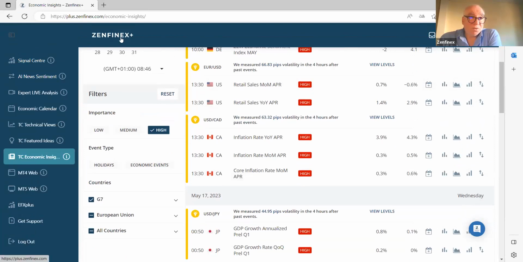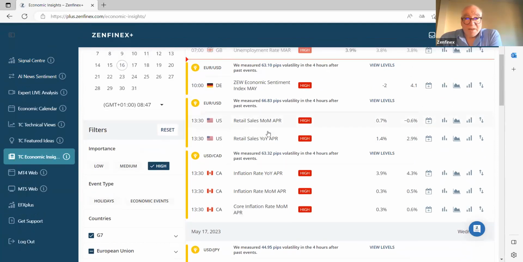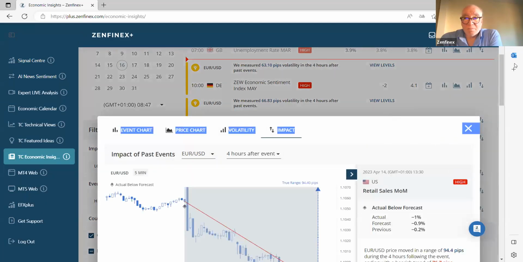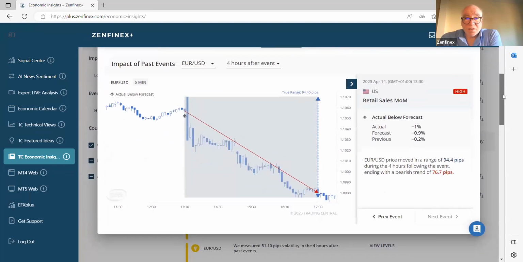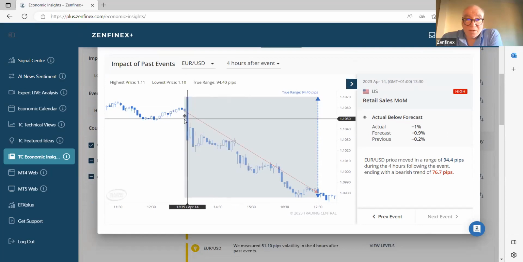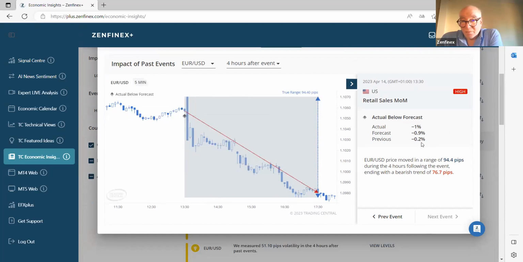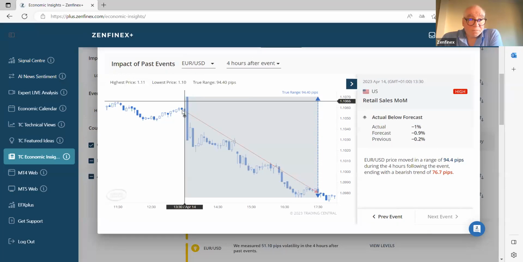So this portal has quite a detailed economic insight. What we're able to do is look at how previous news events had an impact. For example, the month-on-month retail sales from last month, April the 14th: previous was 0.2, the forecast was 0.9, it went to -1, so it's almost the same as forecast, slightly worse, and therefore the impact on the euro dollar was negative.